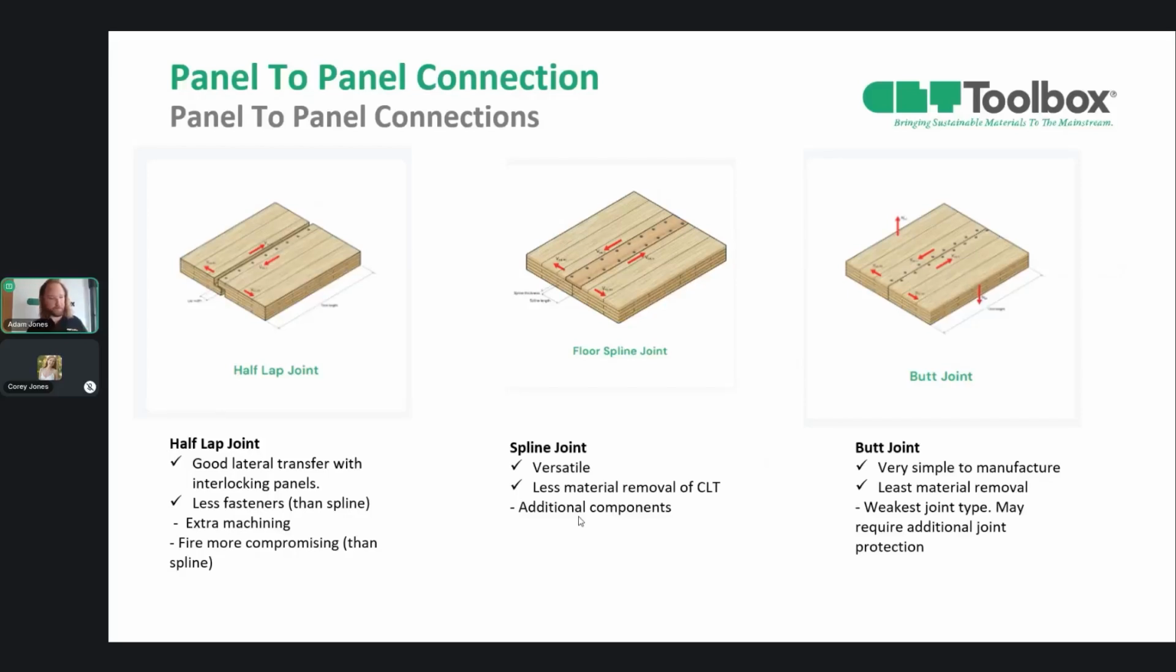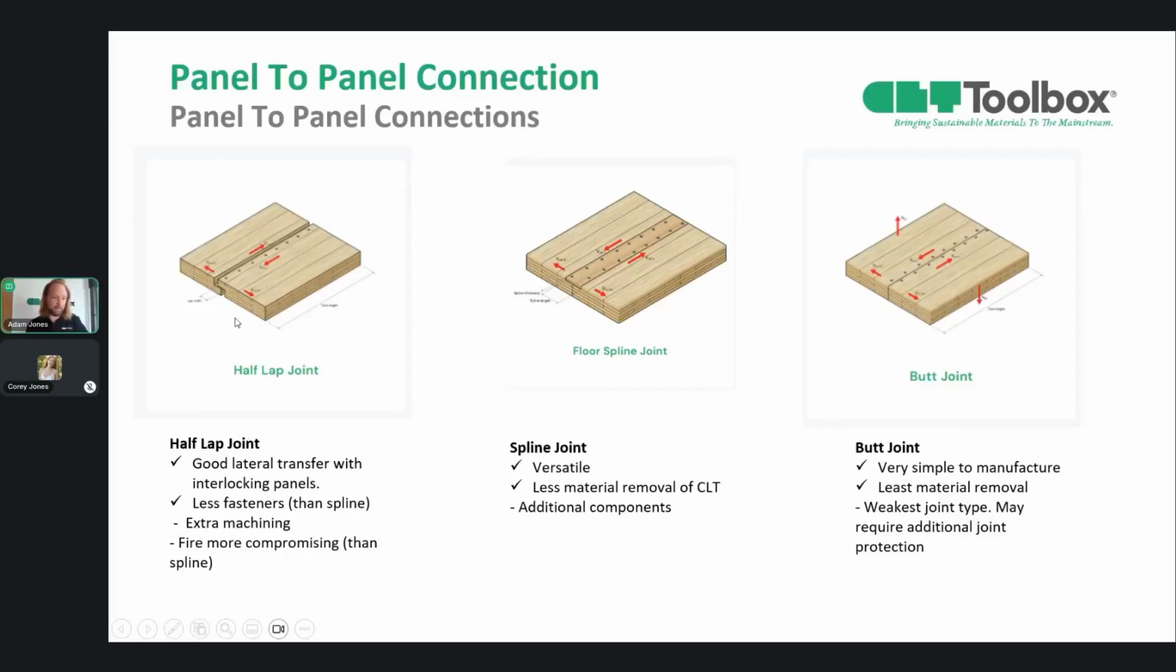So a bit more context here. You've usually got 3 options. So one is the half flat. It's got a good lateral transfer with interlocking panels here. There's less fasteners or less pieces than a spline joint to make that connection. There is extra machining. So you do have to CNC around the edges of the billet to create the panel, and then route on one side. So you do take a bit of timber away there, and you lose a bit of capacity with that.